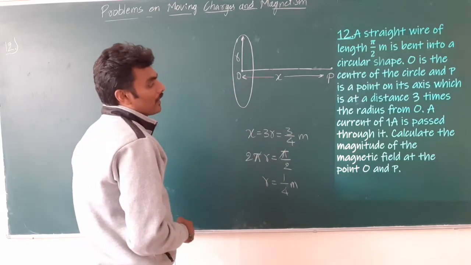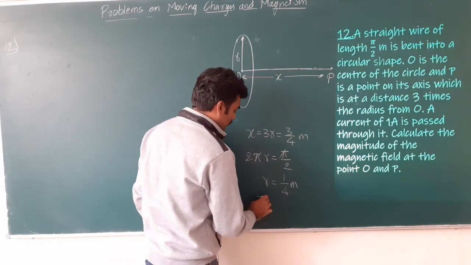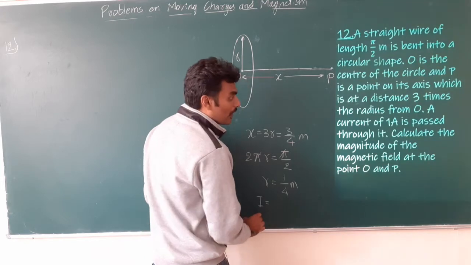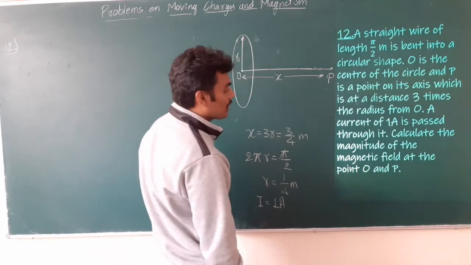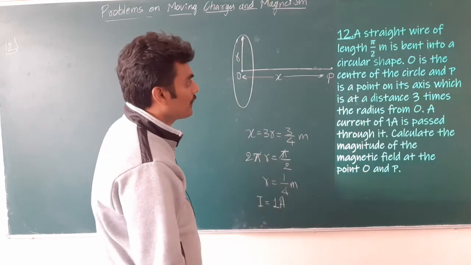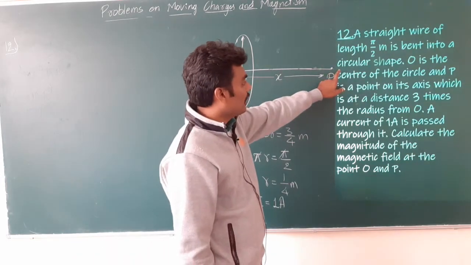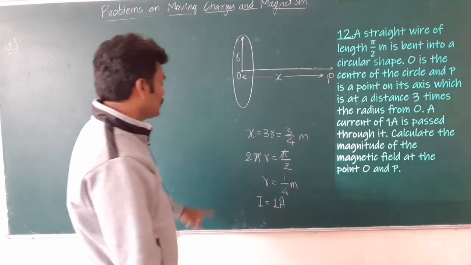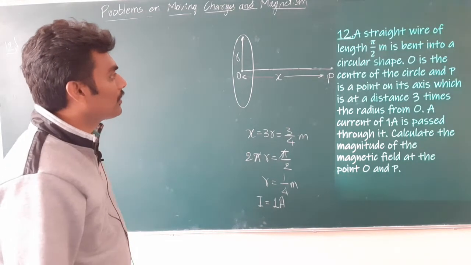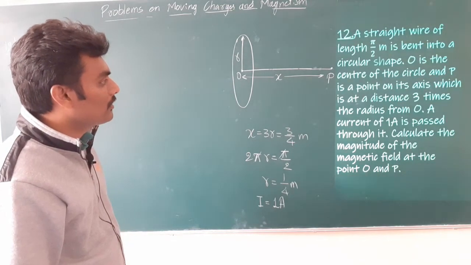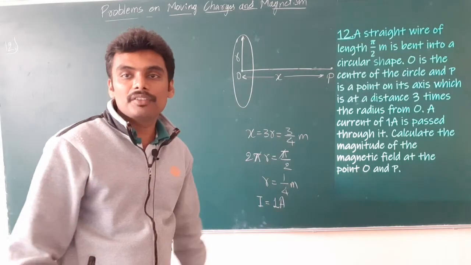That's it. And what is the current flowing through this? Current flowing through this is 1 ampere. So 1 ampere current is flowing through this. We need the magnetic field at this point and the magnetic field at this point. So we have the value of R, I, X and R given, and we need to get the value of magnetic field at these 2 points.